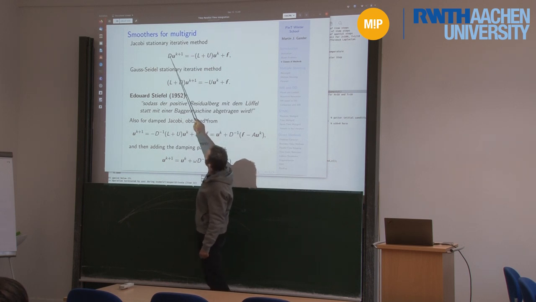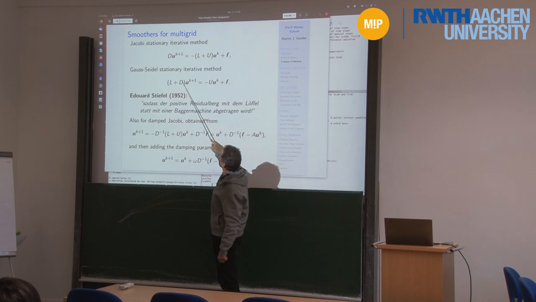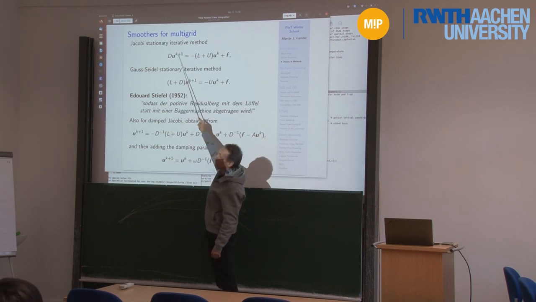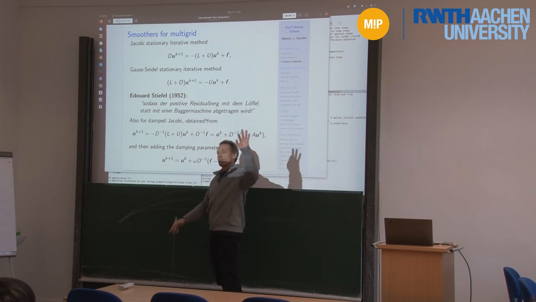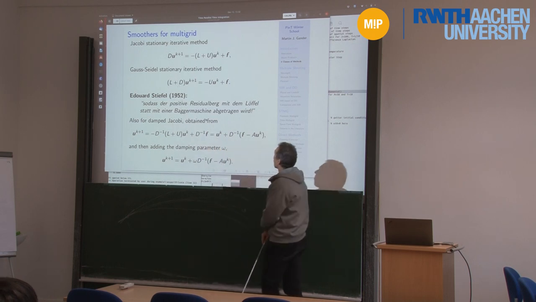And they're both very cheap. Here you just have a diagonal. So this is very cheap to execute. You just have to divide every equation by the diagonal element. Very cheap. And here it is almost as cheap. You have a lower triangular matrix. It's also very cheap to solve. As cheap as this. But this is parallel. You can divide all diagonals at once, whereas this is sequential. You have to go one after the other.